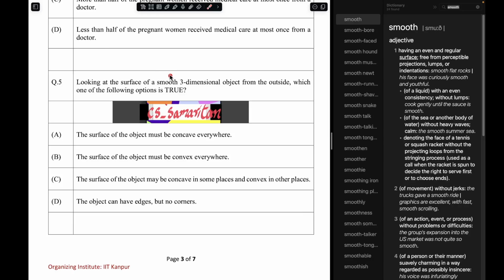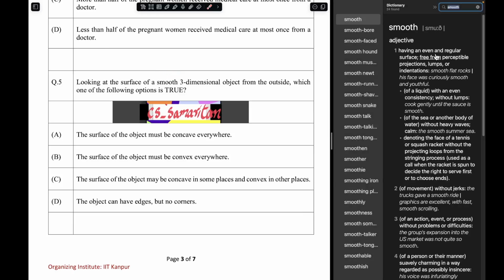What does it mean for the term smooth? The word smooth means having an even or regular surface free from perceptible projections, lumps or indentations, right? Perceptible projections means that if you were to take your hand and slide it across that surface, there would be no perceptible bumps. That is what we call smoothness, right?